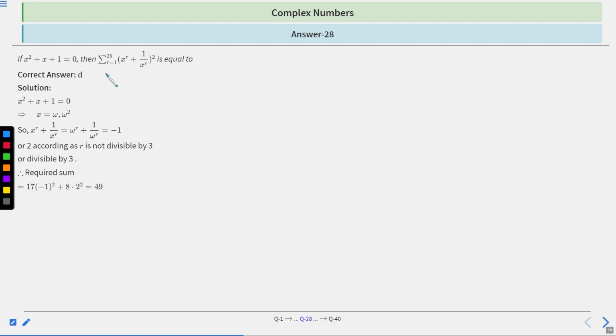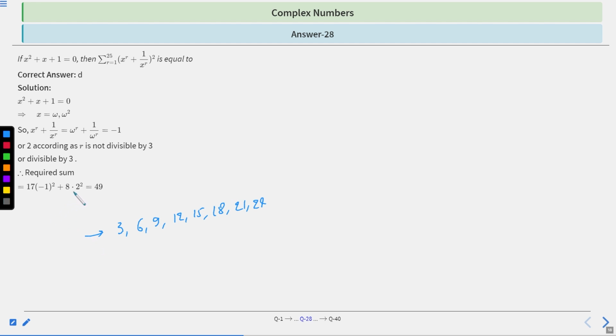Now, from 1 to 25, how many terms are divisible by 3 and how many are not divisible by 3? The terms that are divisible by 3 are 3, 6, 9, 12, 15, 18, 21 and 24. So 1, 2, 3, 4, 5, 6, 7, 8. There are 8 terms which are divisible by 3. And how many terms are left? 17 terms. So 17 terms are not divisible by 3.